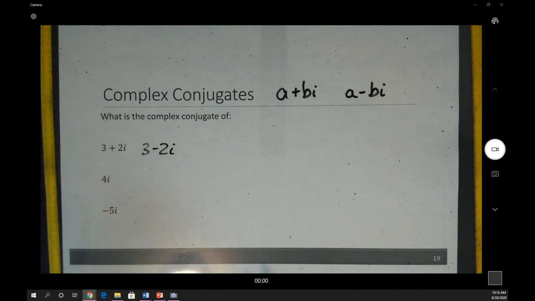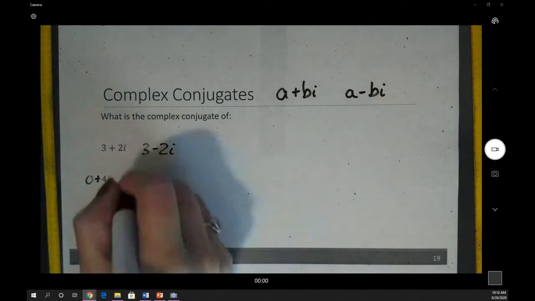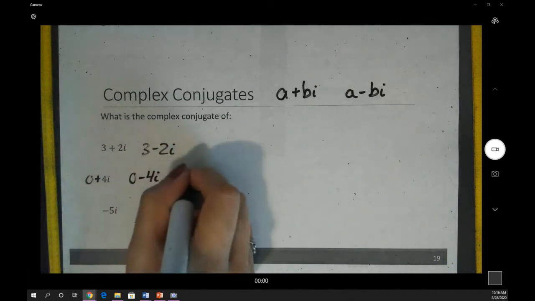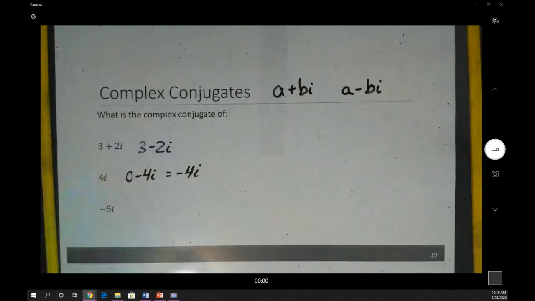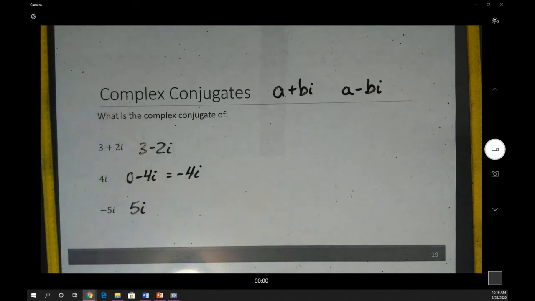If we have 4i, I can think of it as 0 plus 4i. So that would mean I have 0 minus 4i, which is just a negative 4i. So I really am still just changing the sign on the i term. And then the complex conjugate of negative 5i would be a positive 5i. So legitimately, only change the sign on the i term to get the complex conjugate.